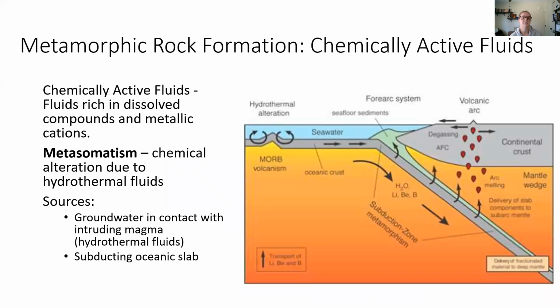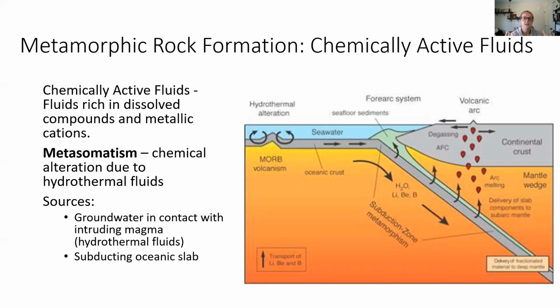All right, next up, chemically active fluids. Often you'll hear metamorphism is just from heat and or pressure. Once you get higher level in geology, as you all are now, you also learn more about chemically active fluids. So even without heat, even without pressure, chemically active fluids can spark metamorphism. They are often associated with heat and pressure, but not always. So chemically active fluids, those are fluids that are rich in dissolved compounds and often metallic cations. And metasomatism occurs when there's a chemical alteration due to these hydrothermal fluids.